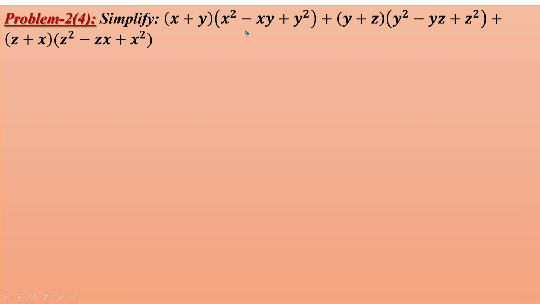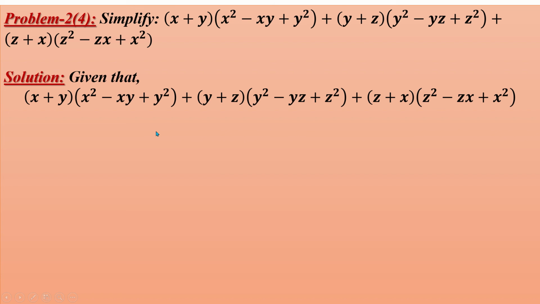Question number 4, simplify: (x+y)(x^2 - xy + y^2) + (y+z)(y^2 - yz + z^2) + (z+x)(z^2 - zx + x^2). Given this condition, this part makes the formula a^3 + b^3. A means x, b means y, so x^3 + y^3. This equals y^3 + z^3, b means y, c means z.